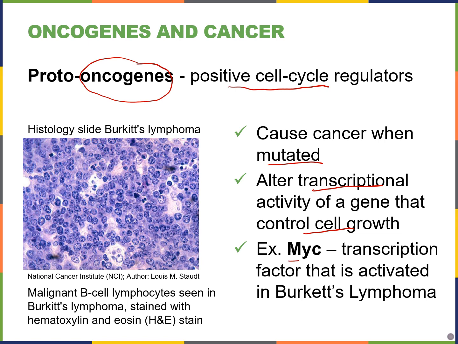One example is MYC. This is a transcription factor that's activated in a specific type of cancer known as Burkitt's lymphoma. And this is a type of B cell cancer. B cells are a type of white blood cell in your immune system that you'll learn more about in a future biology course.